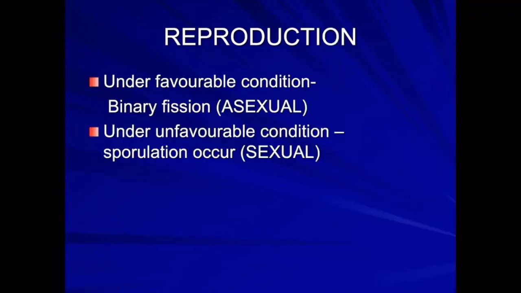Okay, the next one is reproduction. There are two conditions that need to be faced by amoeba. The first one is under favorable condition. Under favorable condition, basically they will do asexual reproduction, which is binary fission. But when they are under unfavorable condition, they will do sporulation. Okay, and this is sexual reproduction.